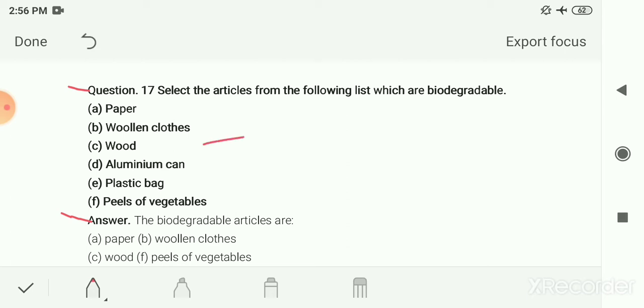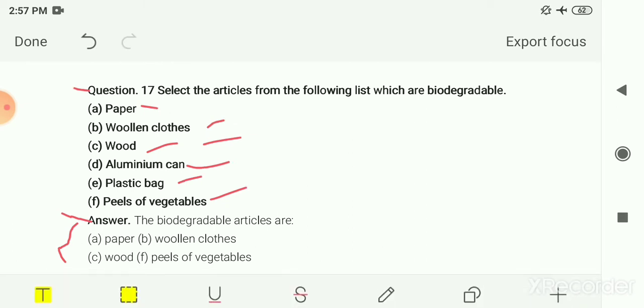Then woolen clothes, also biodegradable. Wood, also biodegradable. Then aluminium can, a non-biodegradable material, so it will not come in the list. Next is plastic bag. As we had seen, it is non-biodegradable. And last is peels of vegetables, that means the outer skin covering of the vegetables, so it is biodegradable. So these four materials are biodegradable: paper, woolen clothes, wood, and peels of vegetables. So here the answer is given to you.